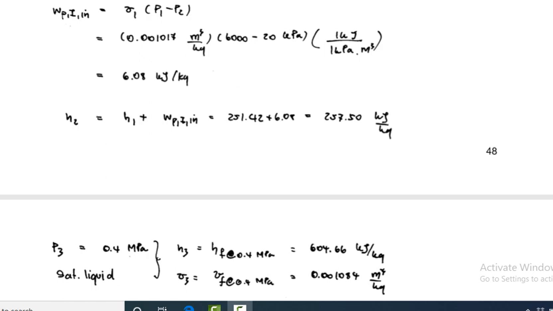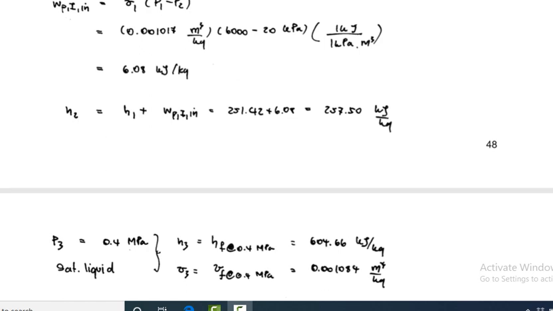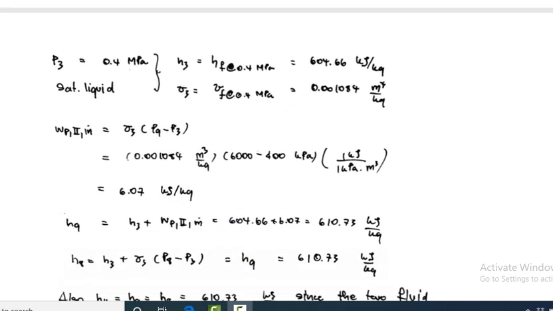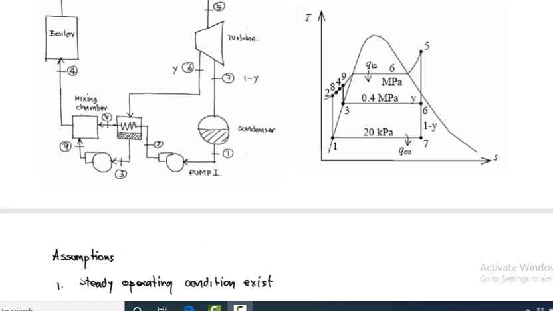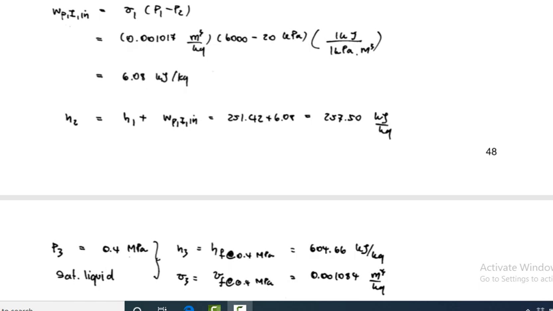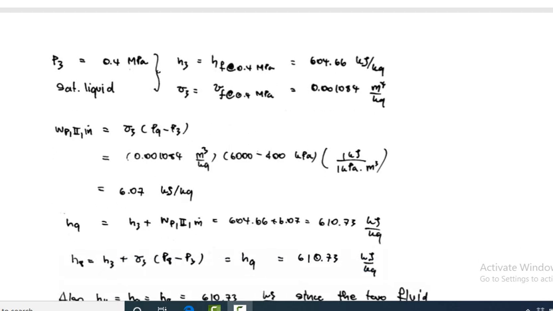Then to determine the enthalpy at point 2, H2 equals H1 plus WP1. Again the same formula is repeated. You put in the values, and you get the enthalpy at point 2 as 57.50 kJ per kg. Then at point 3, P3 is 0.4 megapascal. You go to point 3 and find the enthalpy and entropy from the steam table. The enthalpy H3 and the specific volume are given. Then again, find the pump work.